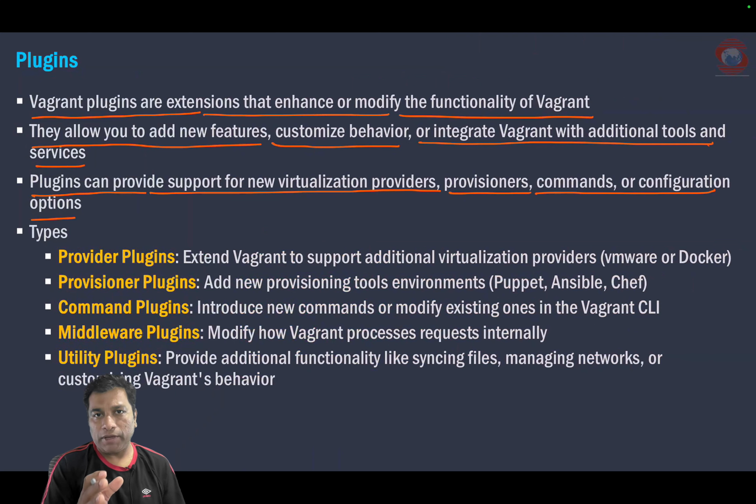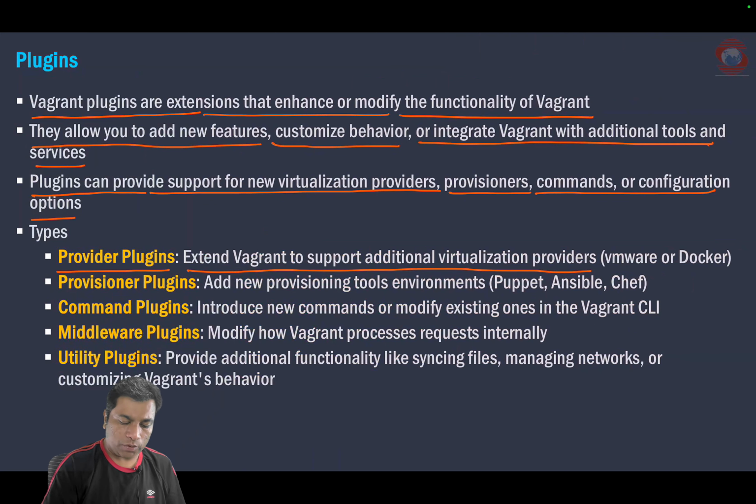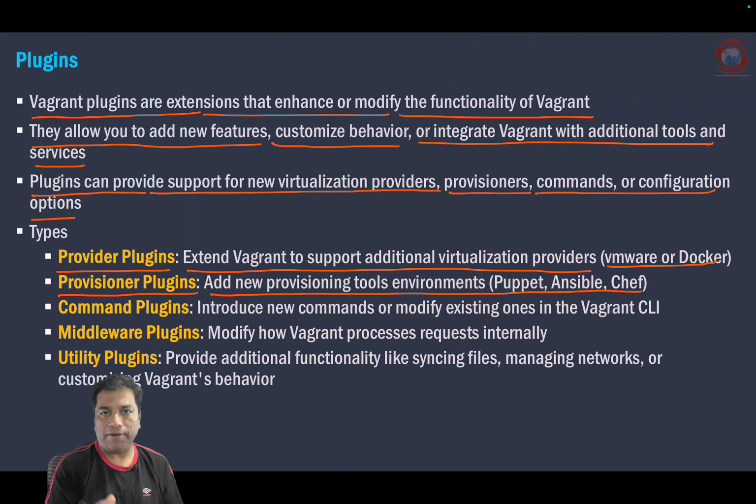Now there are different types of plugins available here. For example, you can install different provider plugins to support providers like VMware, as I said. Extend Vagrant to support the additional virtualization providers like VMware, Docker, QEMU, and so on. Vagrant by default does not support anything but VirtualBox. So if you want to use them, you'll have to install the plugins. You can also go for provisioner plugins, as I mentioned. They can add new provisioning tools like Puppet, Chef, Ansible, Docker, and so on.